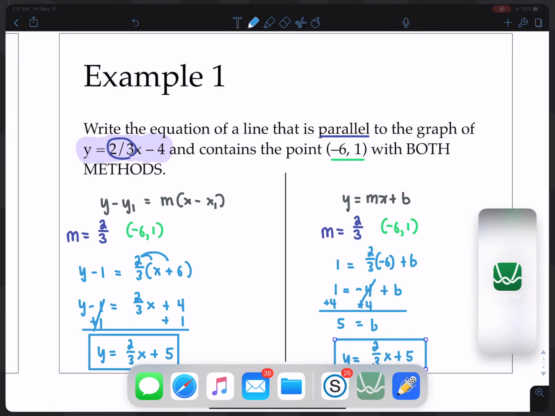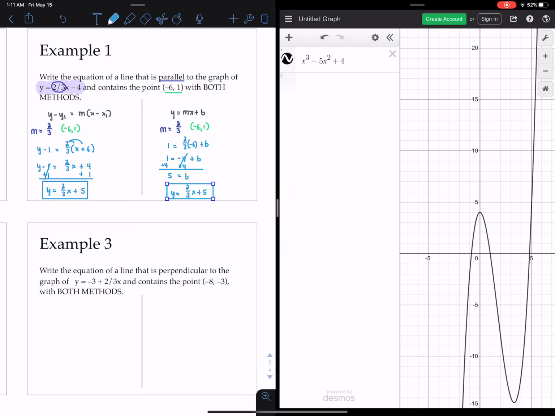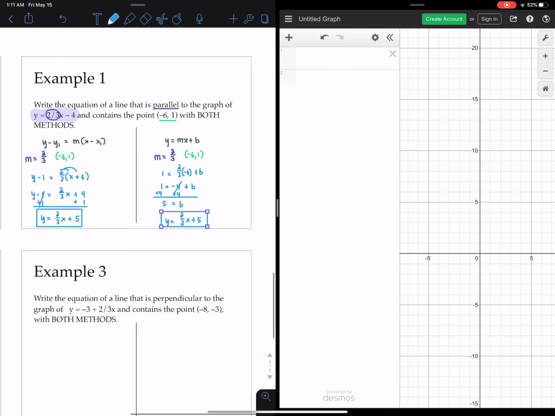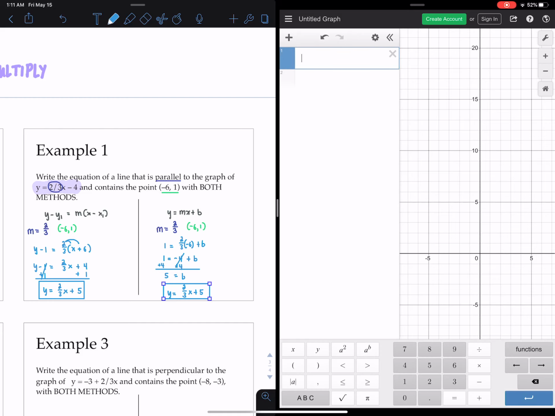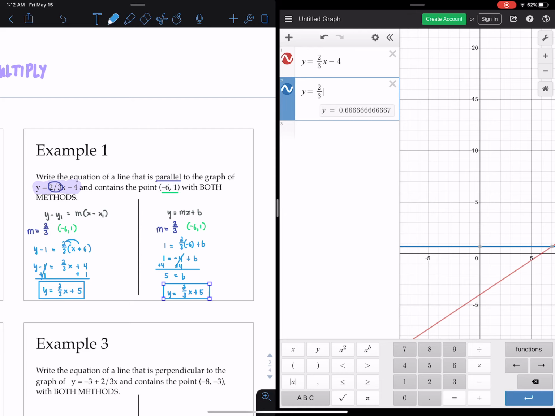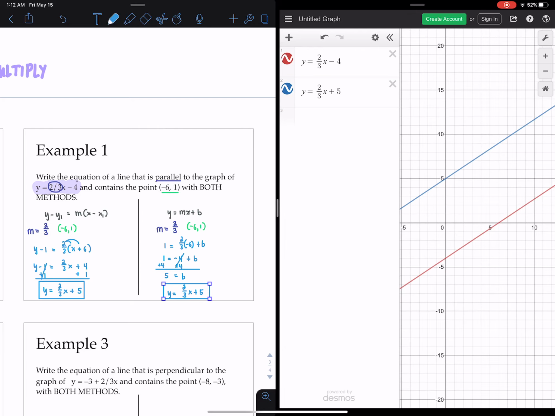And we can also check that out graphically, see what it means. So our first equation was y equals 2/3 x minus 4. And our new equation is y equals 2/3 x plus 5. So you can see the red and the blue lines over there are parallel lines.